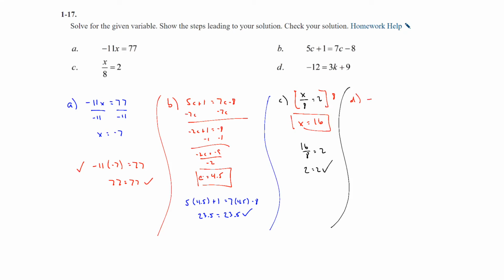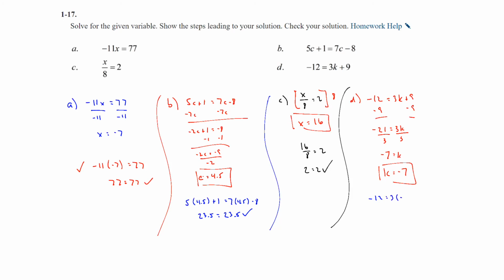And the last one, D. Negative 12 is equal to 3k plus 9. So we'll go ahead and subtract 9. Negative 21 is equal to 3k. We can divide both sides by 3 and get negative 7 is equal to k. And my 7 is starting to look like a 2. So k is equal to negative 7, and then plug that back in because we need to check our solution.